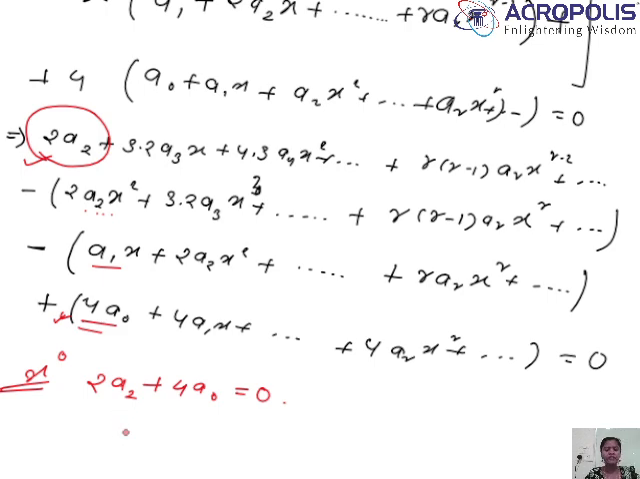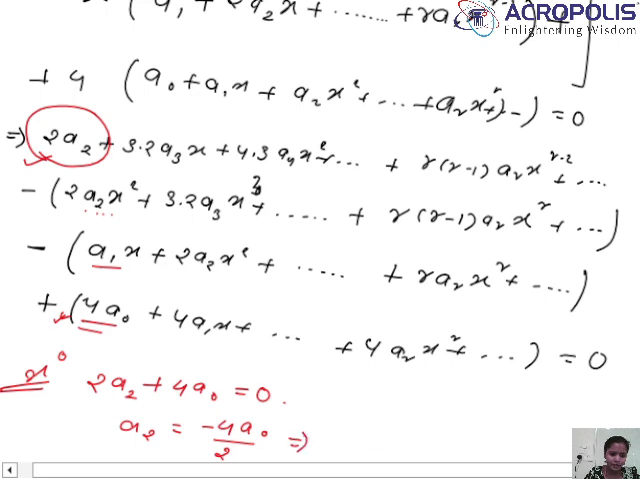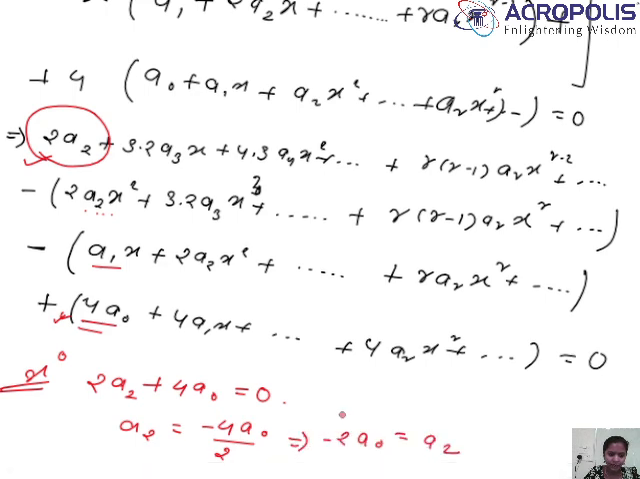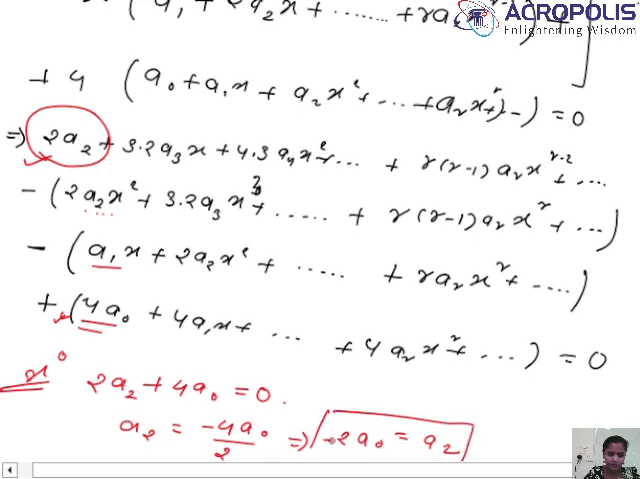Now we will find the value of a2 in terms of a0. Then what you get? a2 is equal to minus 4a0 upon 2. This implies that a2 is minus 2a0. This is the value of a2 in terms of a0.